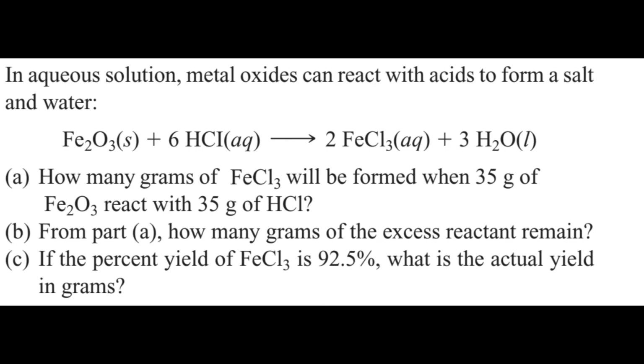In aqueous solutions, metal oxides can react with acids to form a salt and water. Iron-3 oxide plus 6 moles of hydrochloric acid produce 2 moles of iron-3 chloride and 3 moles of water. How many grams of iron-3 chloride will be formed when 35 grams of iron-3 oxide react with 35 grams of hydrochloric acid? From Part A, how many grams of the excess reactant remain?